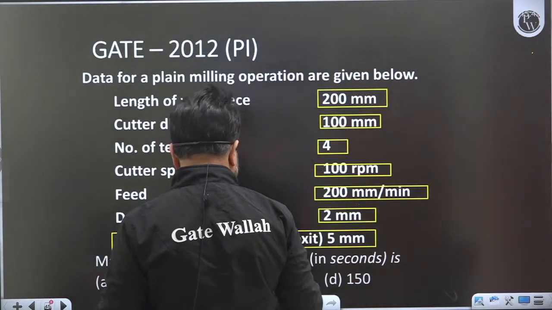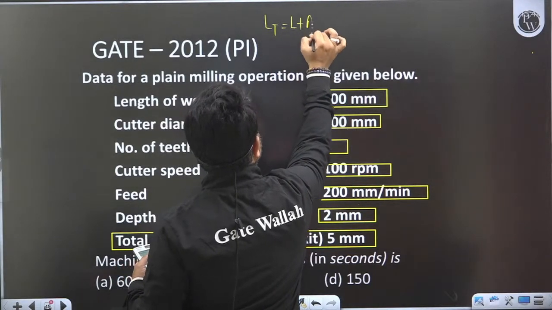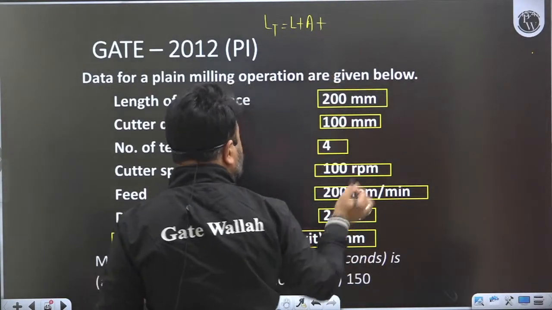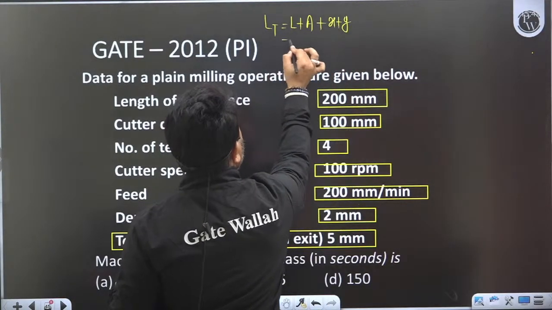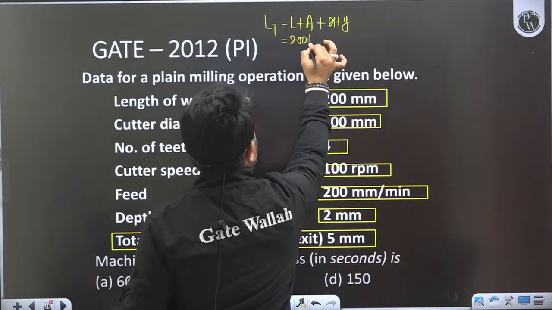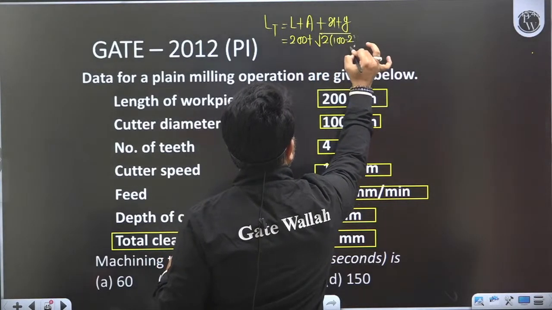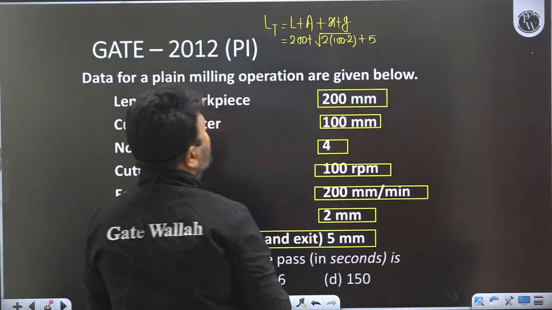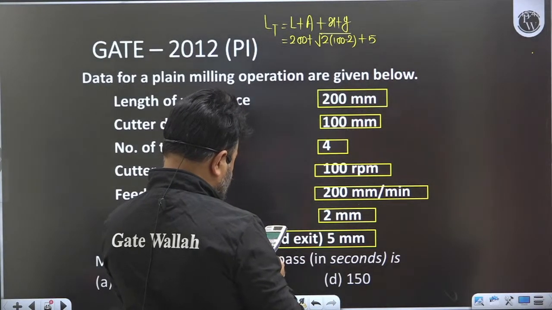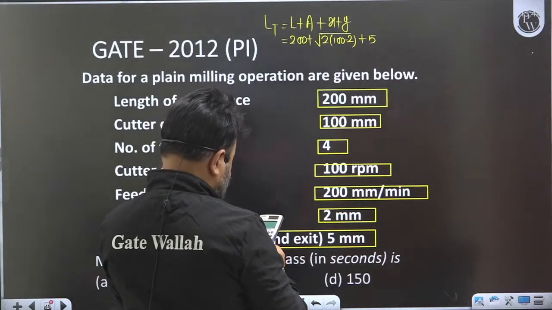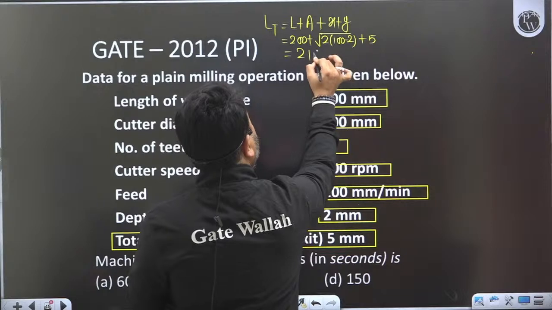The total length is L plus A plus entry plus exit, that is x plus y. So L is 200, and 2 into (100 minus 2), root of 2 into 98, plus 5 plus 200. Yes, 219. It is 219 mm.